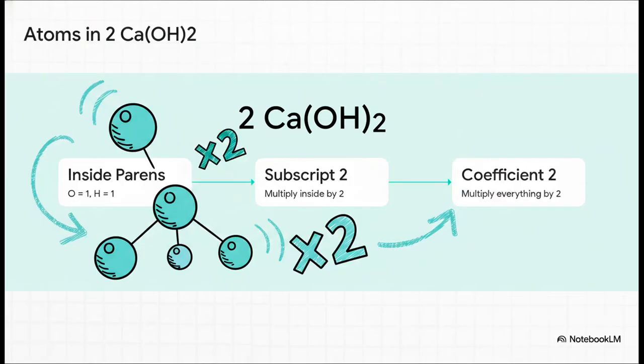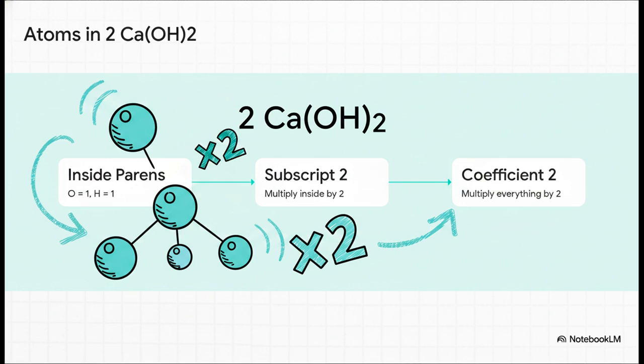All right, brace yourselves. Here is the ultimate challenge. We are going to combine all three tools at once: subscripts, coefficients, and parentheses. We need to count the atoms in 2Ca(OH)2. Now don't panic, just follow the steps. Step 1, always look inside the parentheses first. We have 1 oxygen and 1 hydrogen inside.